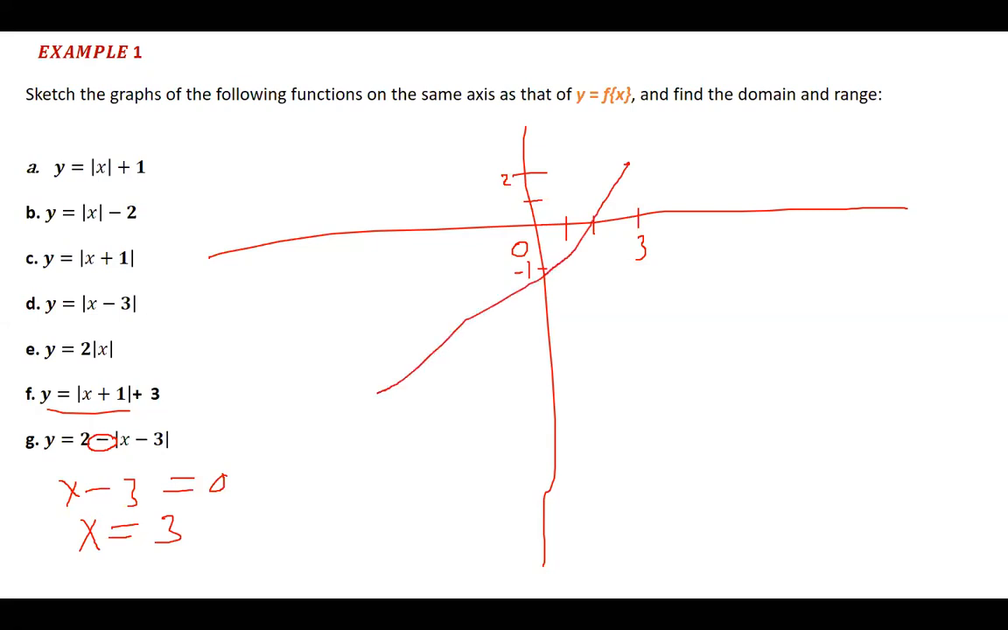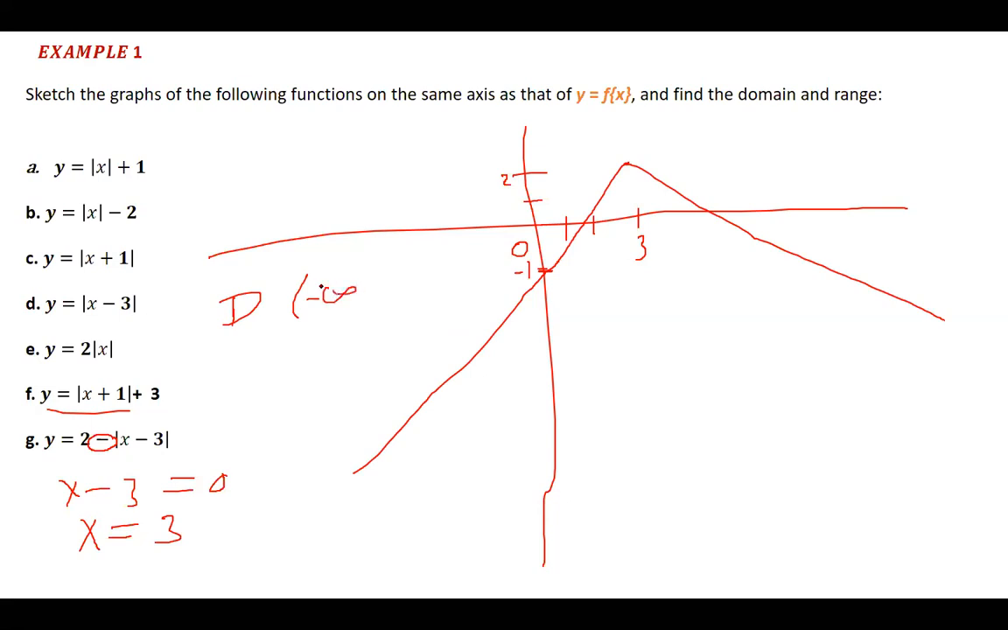Let me just draw it properly. So this is how it's going to come out. What is the domain and what is the range? Remember what I said, the domain will always be the same except in radicals.